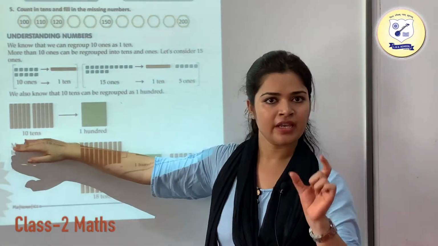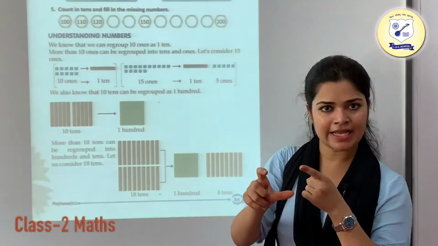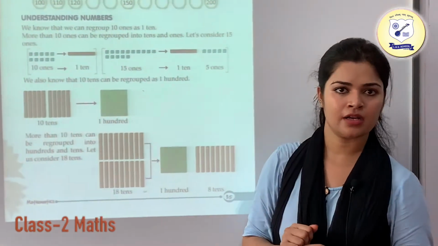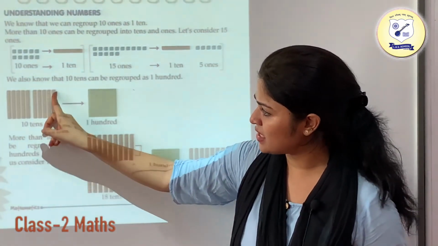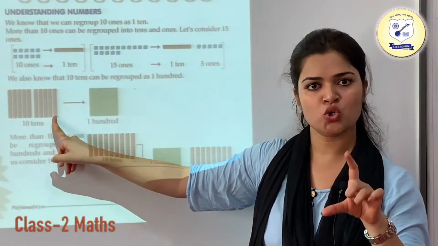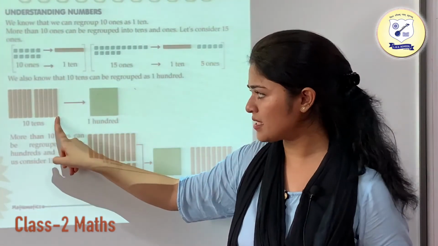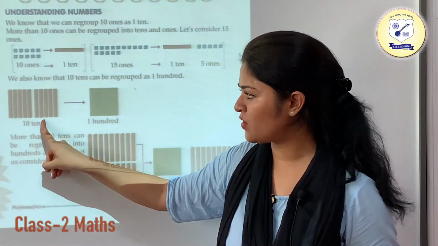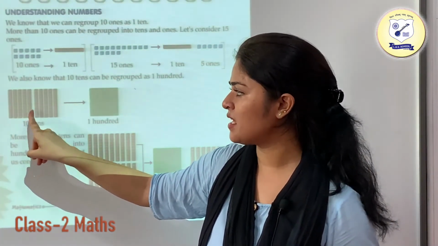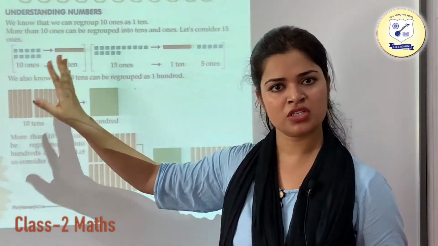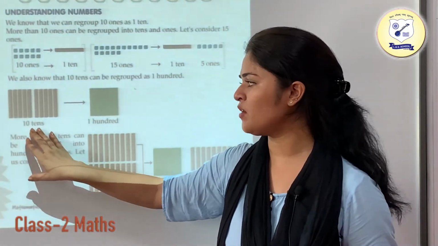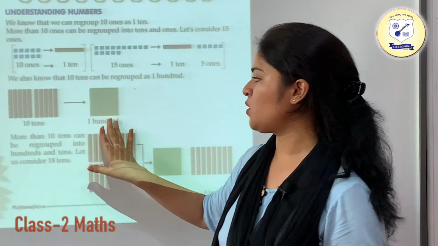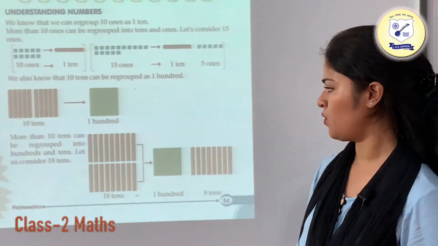This is also the thing that I have told you, that 10 tens are going to form your 100. So this one block shows you 10 ones. This is your 1 ten, 2 tens, 3 tens, 4 tens, 5 tens. Similarly, these 5 tens also. So this, all combined, is known as 10 tens, which is equal to your 100.